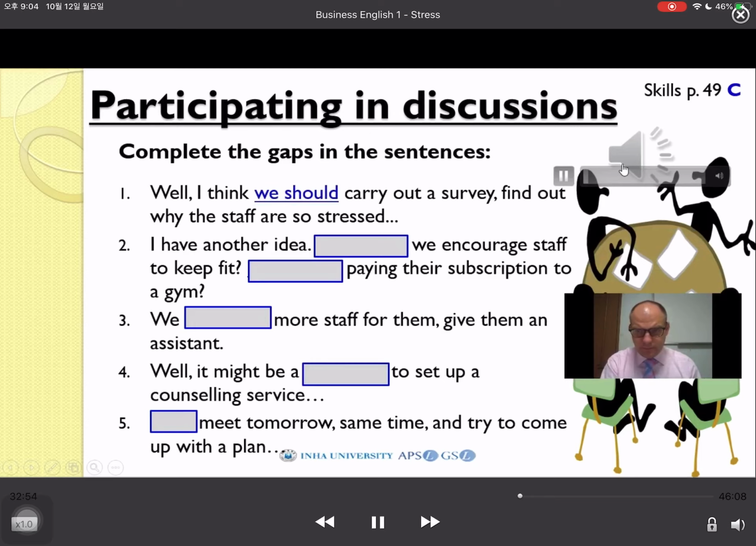Okay, let's talk about the staff's health and fitness. Last year, days lost increased by over 50.